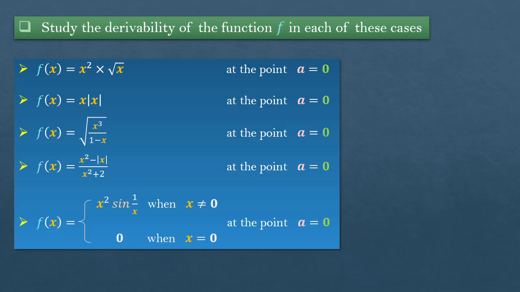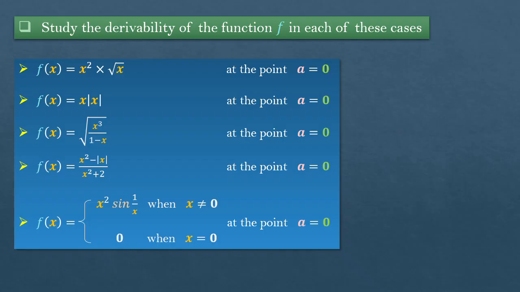The second case is when f(x) equals x times the absolute value of x, and we will study its derivability at the point a equals 0. Then we have the third case when f(x) equals the square root of x cubed over 1 minus x, and we also are going to study its derivability at the point a equals 0.